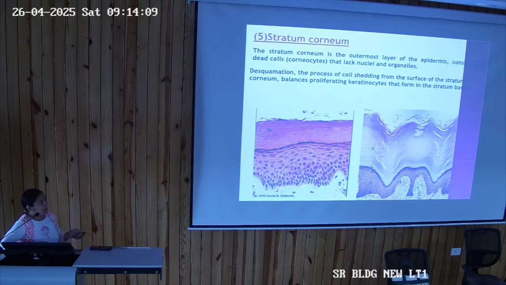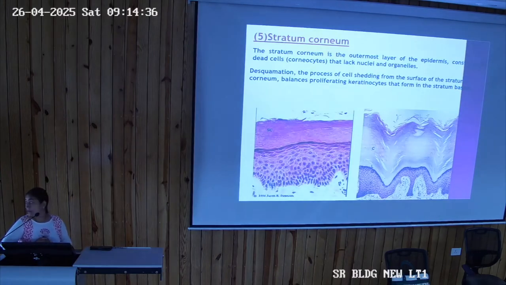Can anybody tell me what is the epithelium of the skin? Any one of you stand up and speak. Everybody knows it, someone stand up and say it.